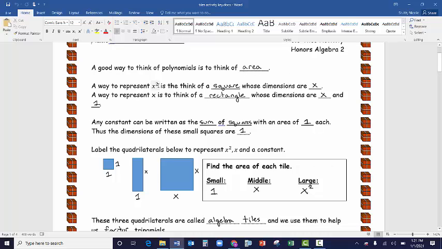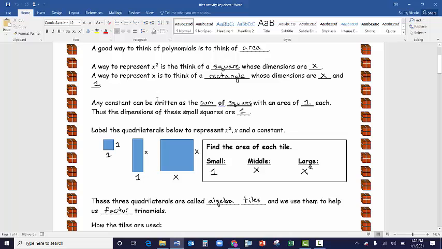So for example, if I write x squared, we can think of that from a geometry aspect if we just think of a square whose dimensions are x, because then the area of that square would be x squared. And usually you see an x in a polynomial. So when you see an x, I want you to think of a rectangle whose dimensions are x and 1.